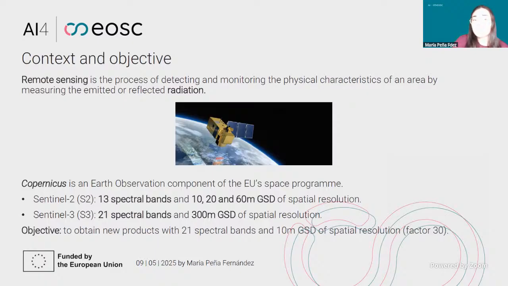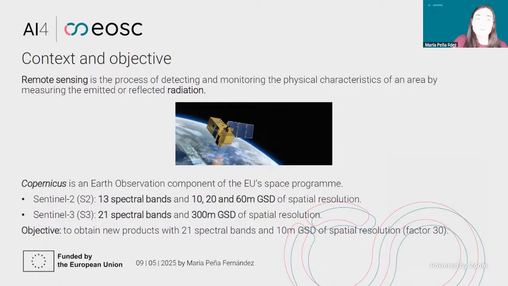It collects information from different missions, and in this work we have centered our attention on both Sentinel-2 and Sentinel-3. In the case of the Sentinel-2 products, they have 13 spectral bands and a spatial resolution of 10, 20, or 60 meters GSD, depending on the band. We have just focused on those that have a 10-meter GSD of spatial resolution, which are 4 out of the 13 spectral bands that each product has.